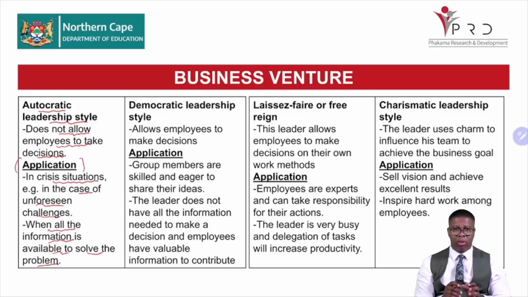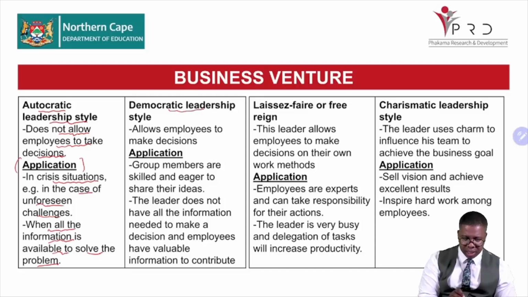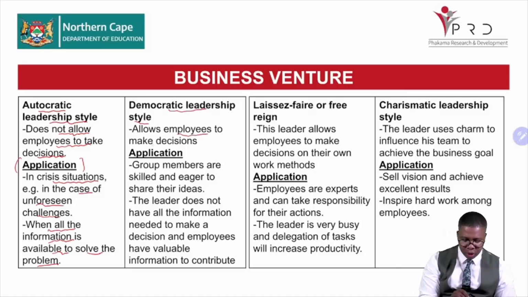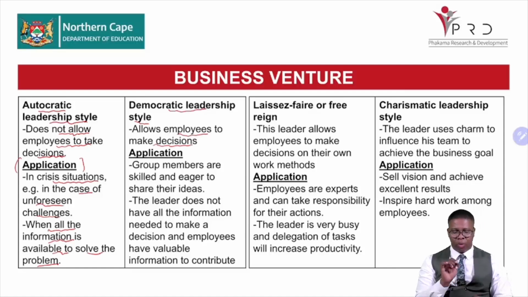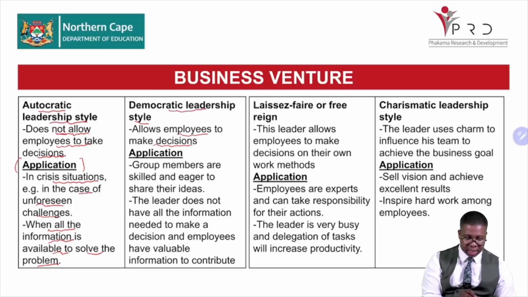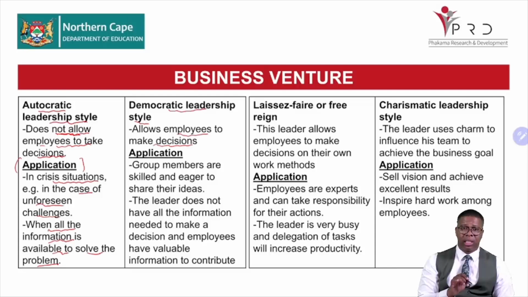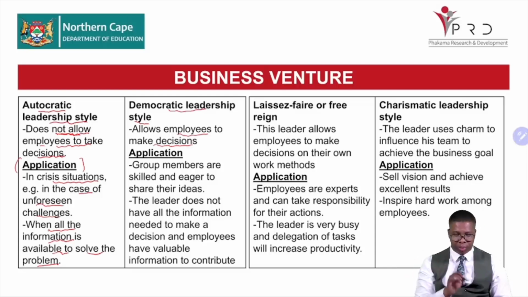But let us look into the second leadership style. This is your democratic leadership style. What does this leader do, and how do they lead the employees? The leader would allow employees to make decisions. So with democratic, the leader allows employees to make decisions, but with autocratic does not allow. So an autocratic leader will not allow, but a democratic leader will allow employees to make decisions or to be part of the decision making.